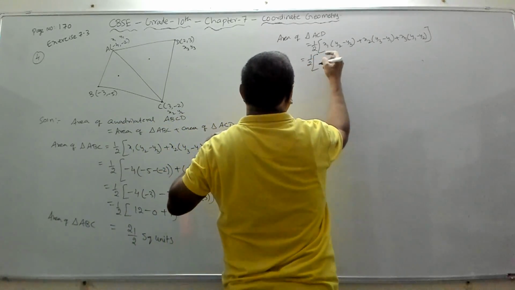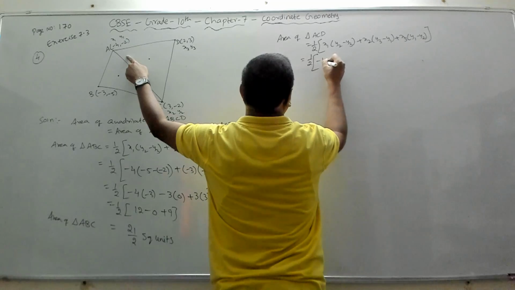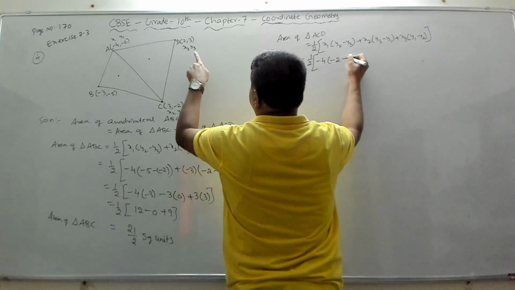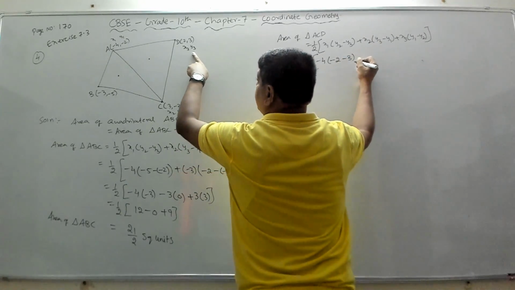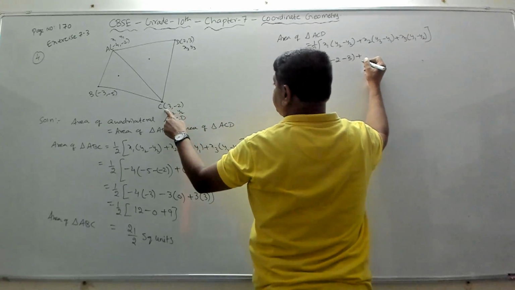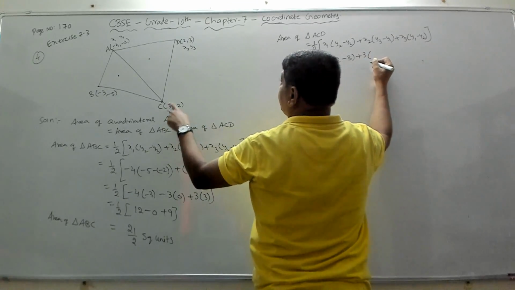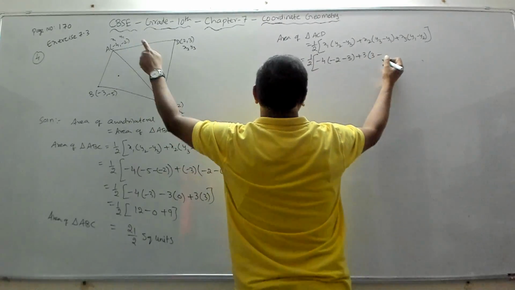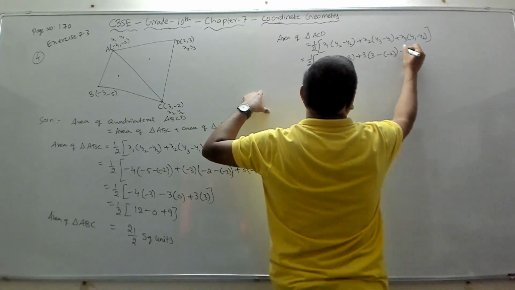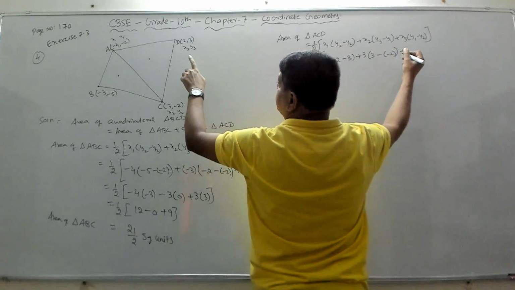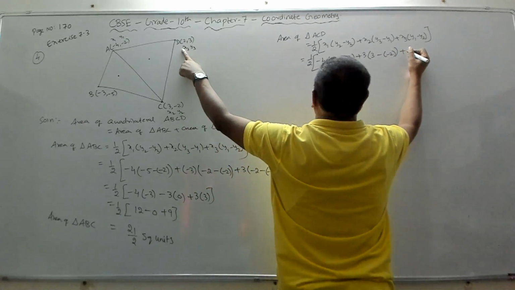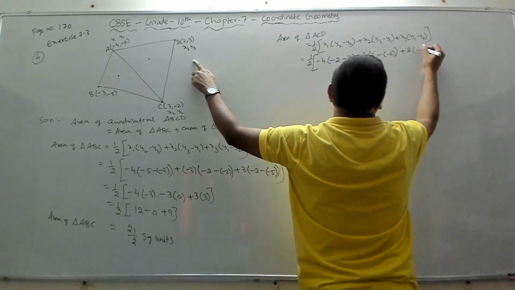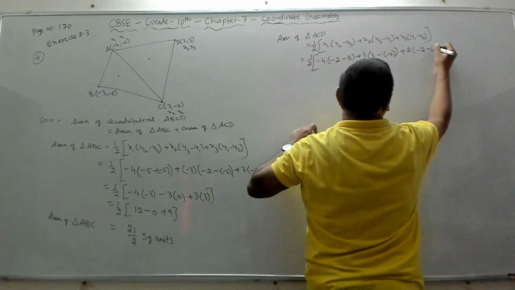We get 1 by 2 of x1. x1 is minus 4. Minus 4 into y2 minus y3. y2 is minus 2. Minus y3 is 3. Fine. Plus x2. x2 is 3 into y3. y3 is 3. Minus y1. y1 is minus 2. Minus of minus 2. Plus x3. x3 is 2 into y1. y1 is minus 2. Minus y2. y2 is minus of minus 2.